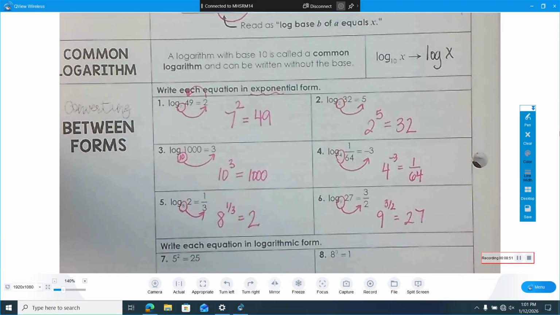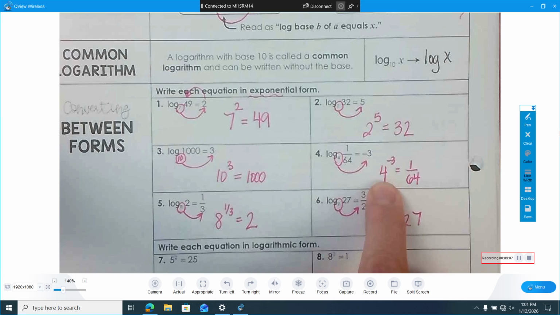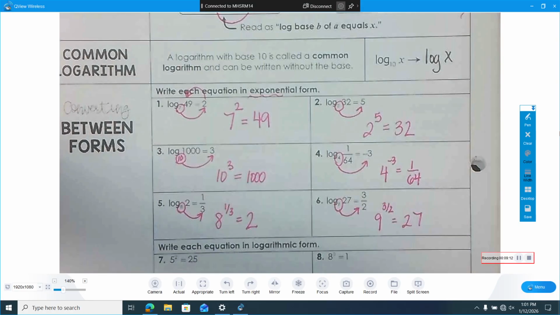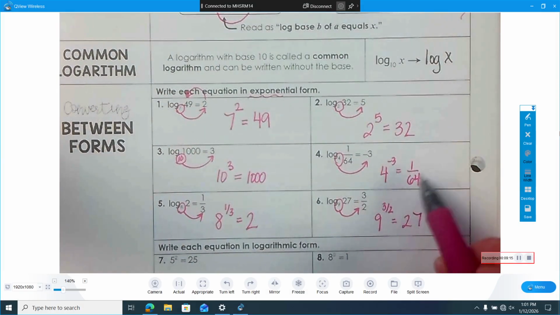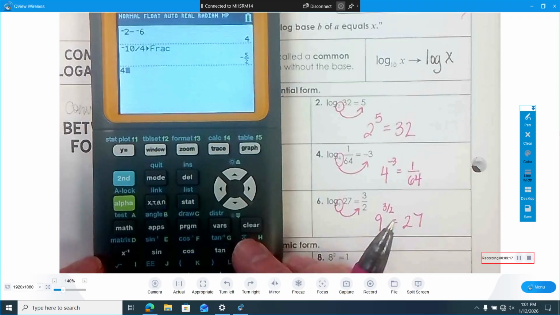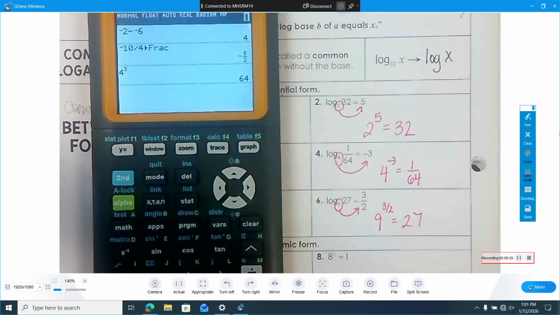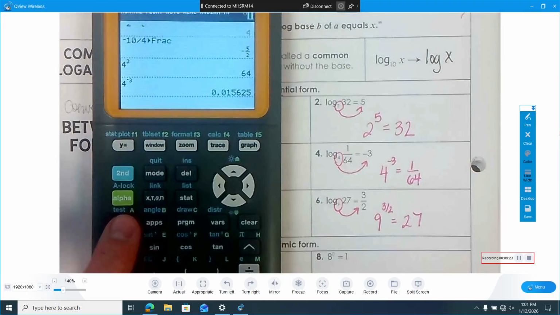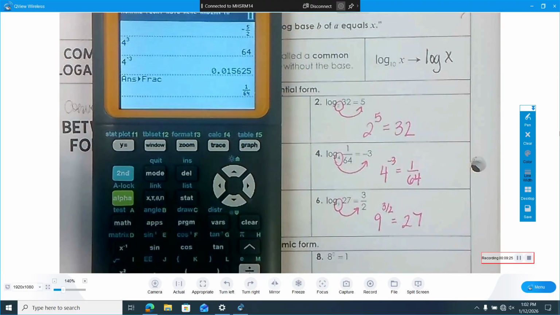Okay. So as you circle your base and swirl around and pick up your power, do all of yours match? But more importantly, do they make sense, right? So everything I'm going to talk about here is, does it make sense? Does 4 to the negative 3 equal 1 over 64? Can we check? Yes. Okay, it does. So that negative exponent creates the fraction. And 4 to the third power is 64. 4 to the negative 3 power is 1 over 64. So it does make sense.